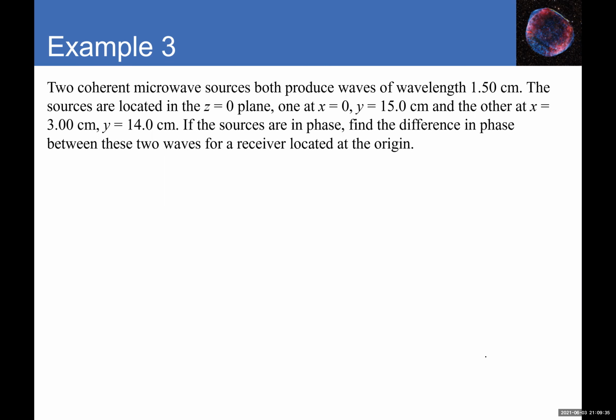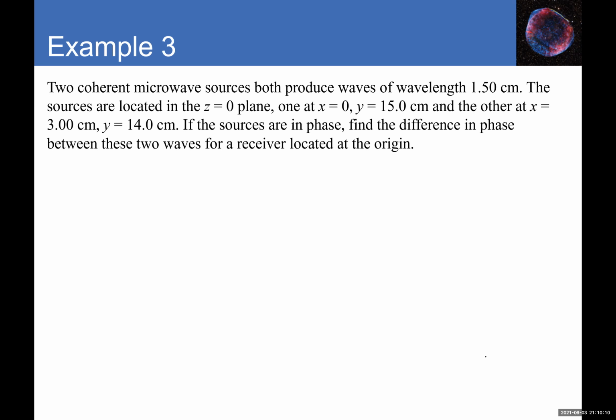We have two coherent microwave sources, both producing waves of wavelength 1.5 centimeters. The sources are located in the z equals 0 plane, one at x equals 0, y equals 15 centimeters, and the other at x equals 3 centimeters, y equals 14 centimeters. If the sources are in phase, find the difference in phase between the two waves for a receiver located at the origin.